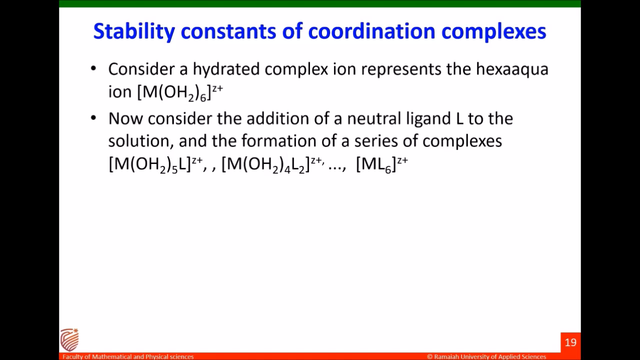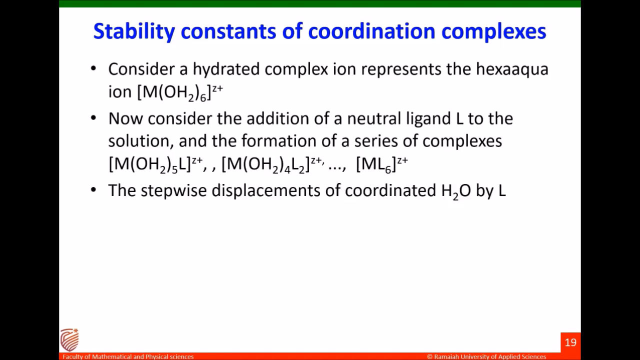That means it will be a replacement reaction where ligand L will be replacing the OH2 ligand from the hexa-aqua ion. So how many steps will be there? Totally 6 steps, replacement of 1 OH2 by L each time. So 6 steps will be there, the reason being that 6 OH2 groups are present in this hexa-aqua ion, with the stepwise displacement of the coordinated H2O by the ligand.